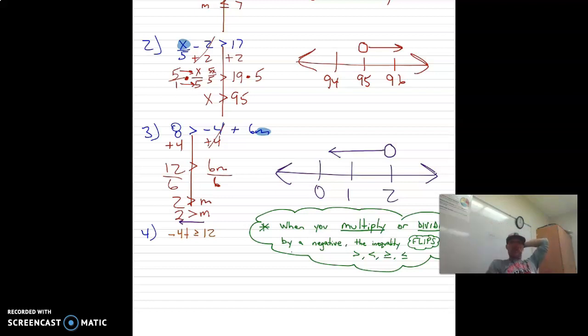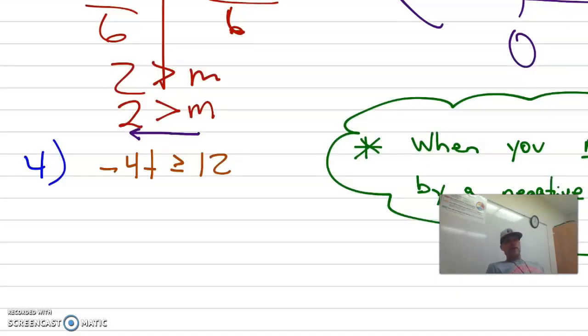And then I wrote a little note over there to the side that says when you multiply or divide by a negative, the inequality flips. So anytime that we are multiplying or dividing by a negative in an inequality, meaning it has a greater than, less than, greater than or equal to, or less than or equal to sign, that sign is always going to flip. So let's look at number 4. It's negative 4t is greater than or equal to 12. Just follow the same directions that you already know.